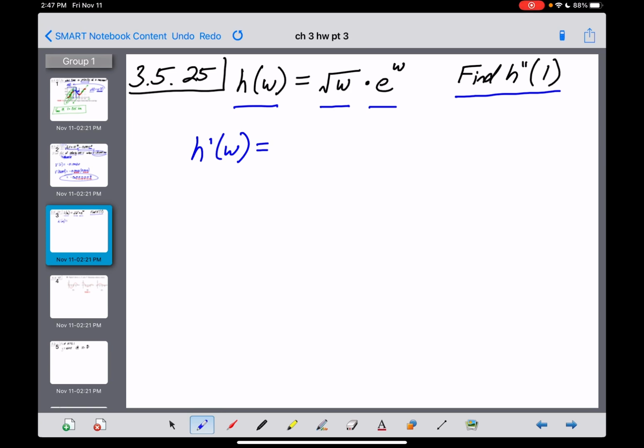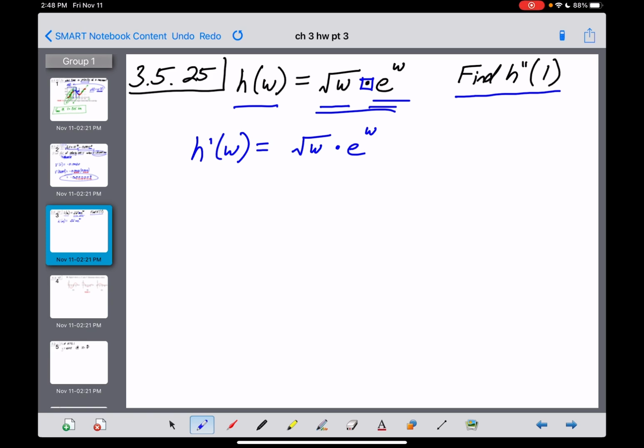We need to take the derivative of this function here, which clearly is expressed as the product of two different monomials, really, both in terms of w. So that's going to need the product rule. First factor is going to be the square root of w multiplied by the derivative of the second, and the derivative of e to the x is just e to the x, so the derivative of e to the w would just be e to the w.